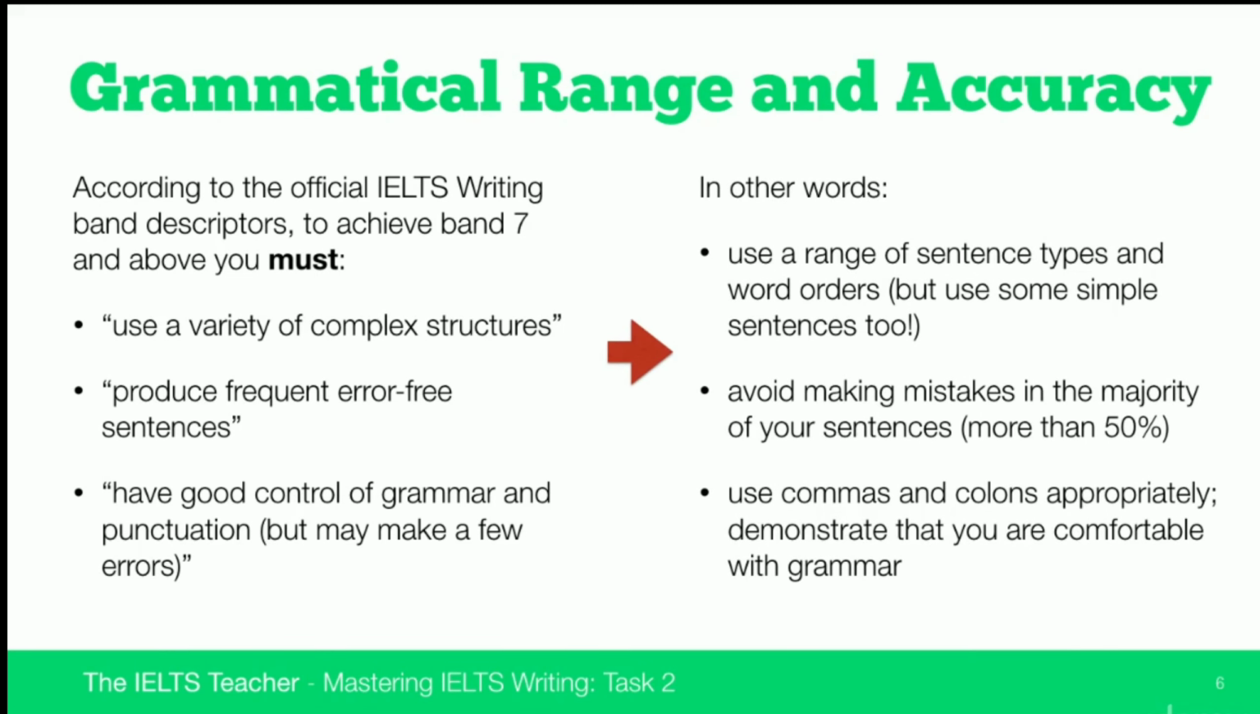Again, plain English here. Use a range of sentence types and word orders. You can use simple sentences too, but do use a range of sentence types. We'll be looking at this later in the course, of course. Avoid making mistakes in the majority of your sentences. You need to be producing a 50% or higher rate of sentence accuracy if you want to achieve a band 7. This is where most candidates fail in this regard.